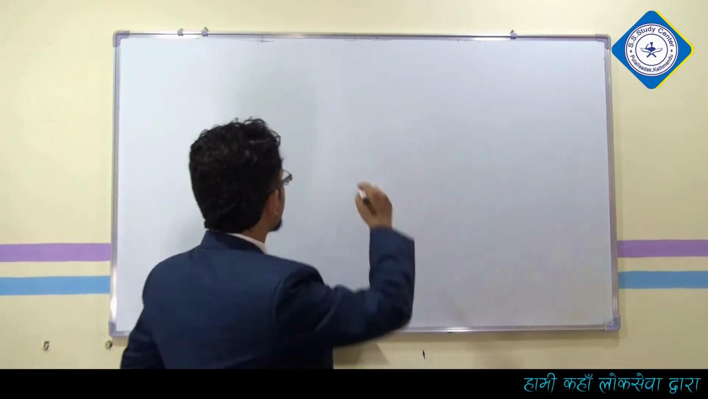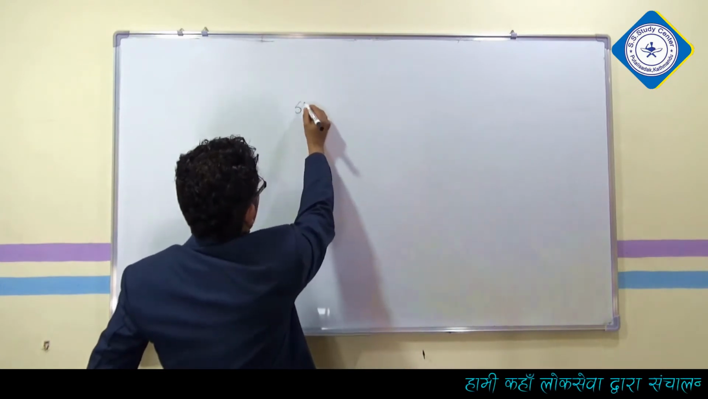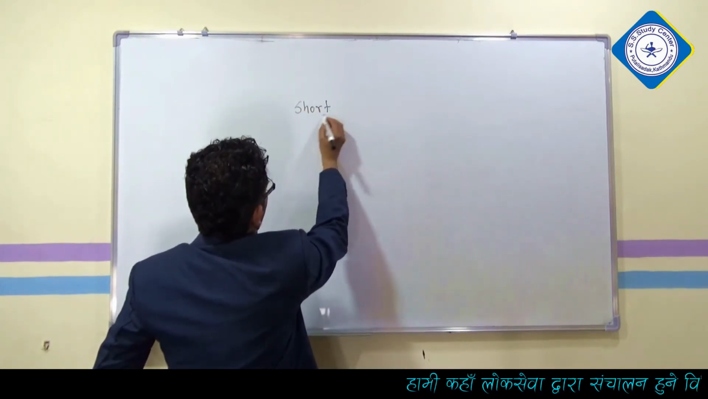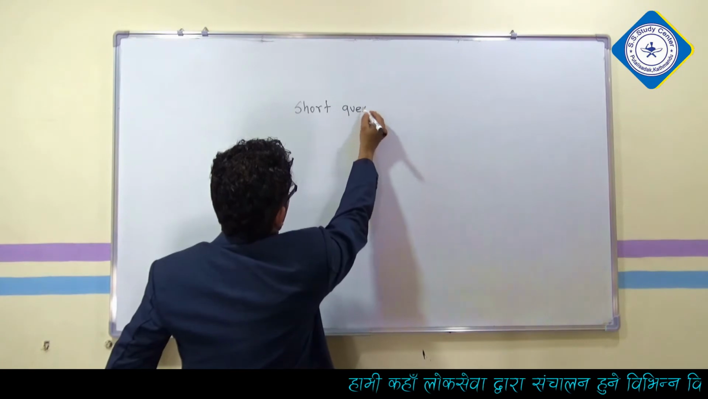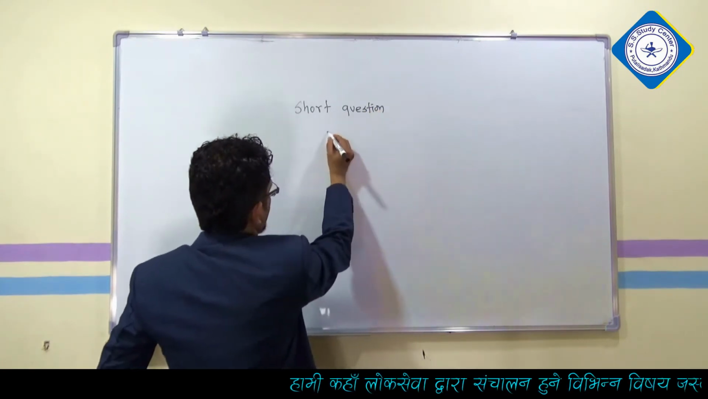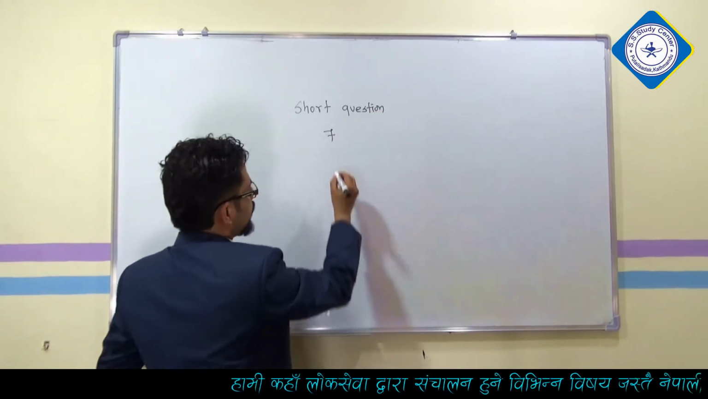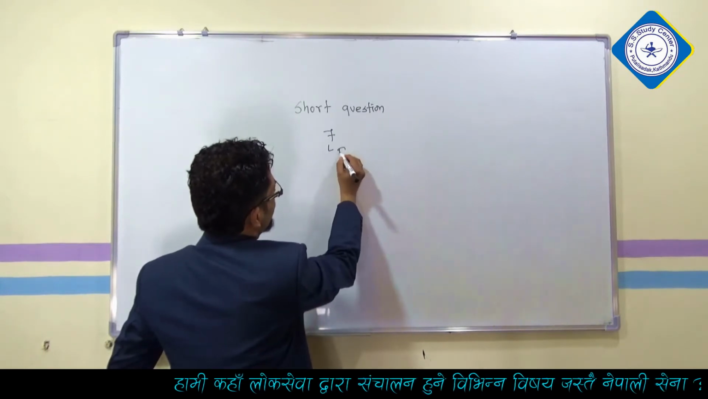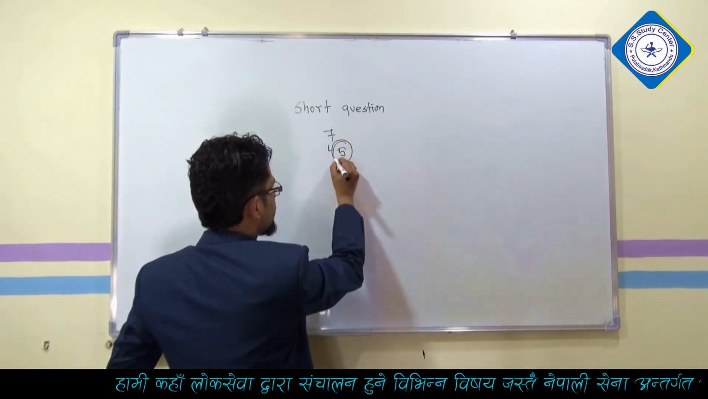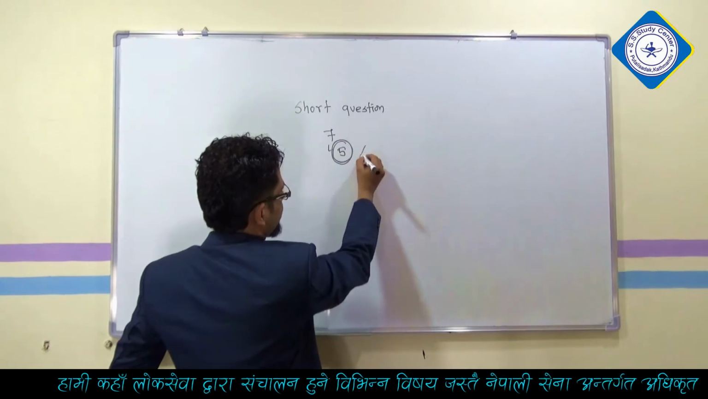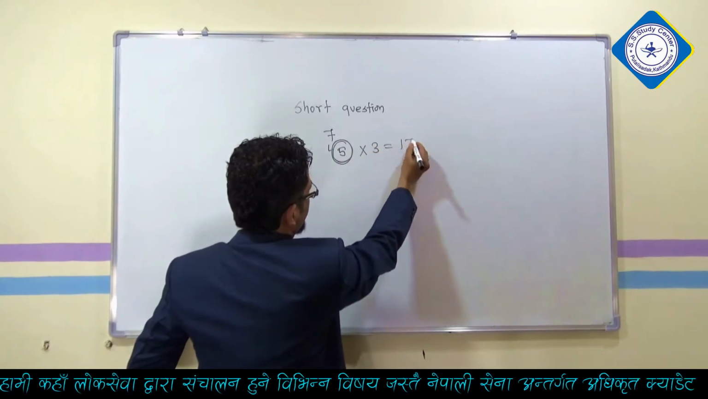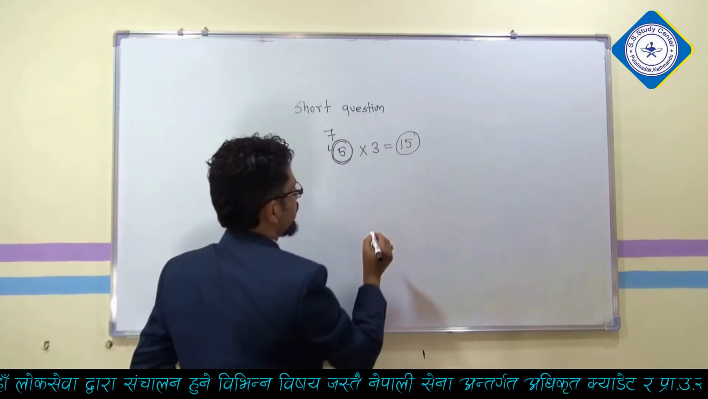Today we are going to talk about how to answer short questions in English. You are asked these short questions in your examination. They are 7 in number, but you need to answer only 5. Each question carries 3 marks, so altogether the total marks will be 15.